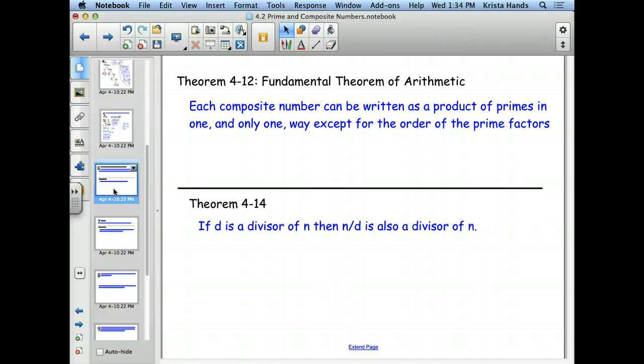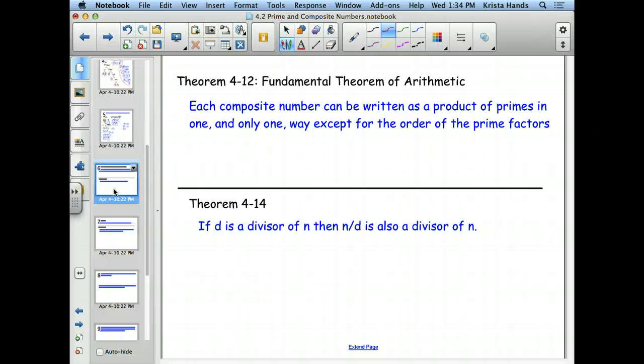Fundamental means it's awfully important, right? That's usually what happens in math: the word fundamental is used when something is very important. It's very concrete. And then the last one that we're going to do on this slide is Theorem 4.14. It tells us that if D is a divisor of N, then N divided by D is also a divisor of N. Now think about this in terms of your factor trees because it works really well.